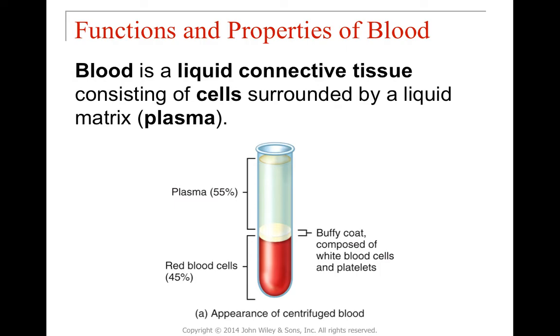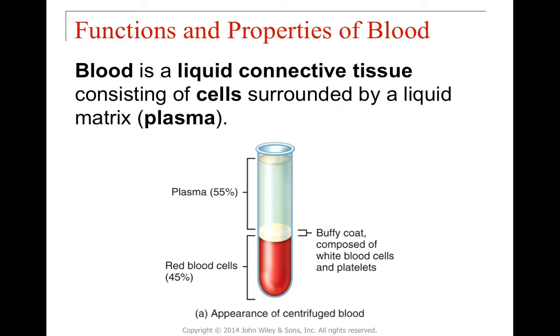Today we'll be talking about the functions and properties of the blood within your body. So blood is a connective tissue. It's a liquid that connects all of the cells in your body. It's comprised of cells surrounded by a liquid matrix, which is known as blood plasma. So that plasma comprises 55% of your blood.